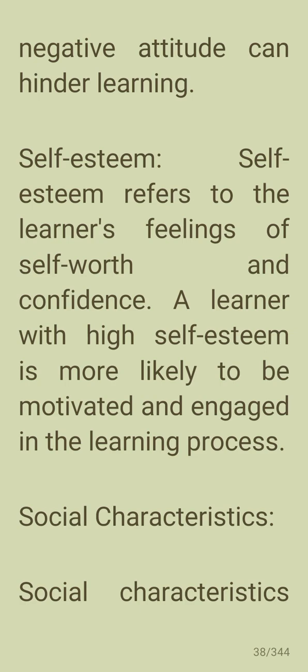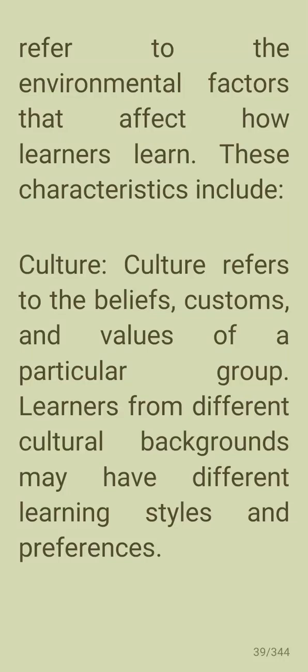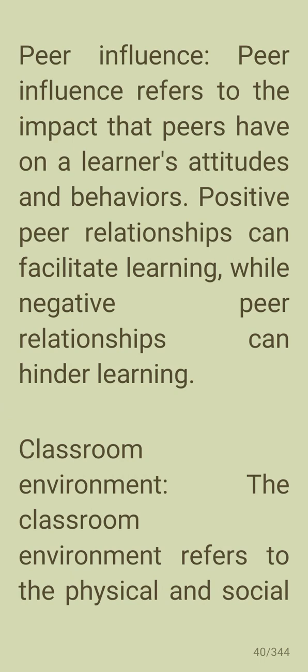So, social characteristics. Social characteristics refers to the environmental factors that affect how learners learn. These characteristics include culture. Culture refers to the beliefs, customs, and values of a particular group. Learners from different cultural backgrounds may have different learning styles and preferences. Peer influence. Peer influence refers to the impact that peers have on a learner's attitude and behaviors. Positive peer relationships can facilitate learning, while negative peer relationships can hinder learning.